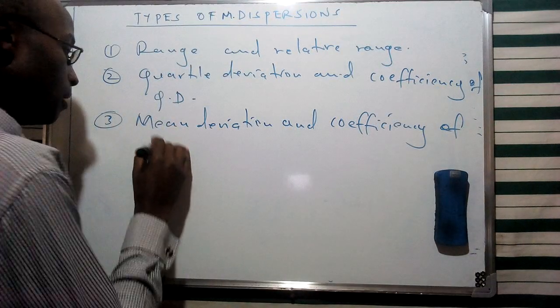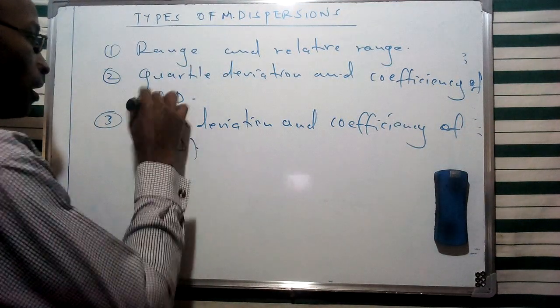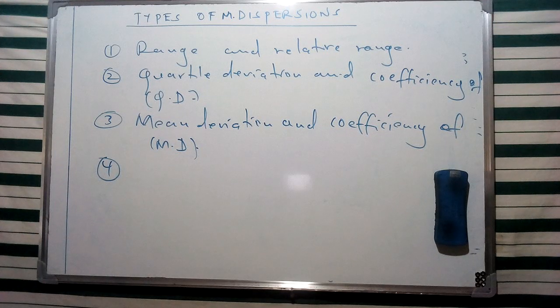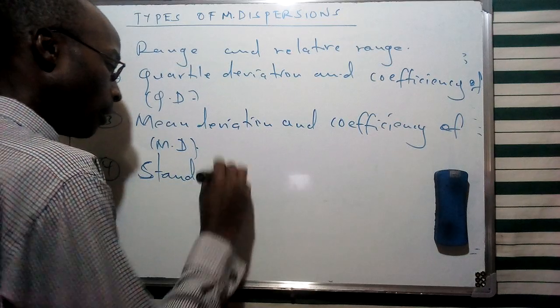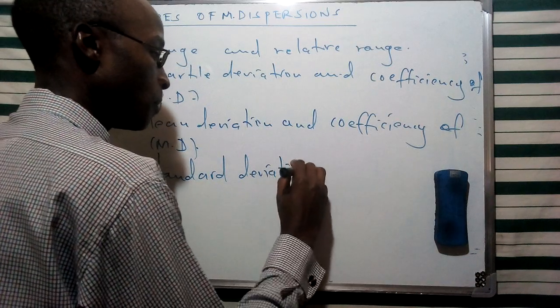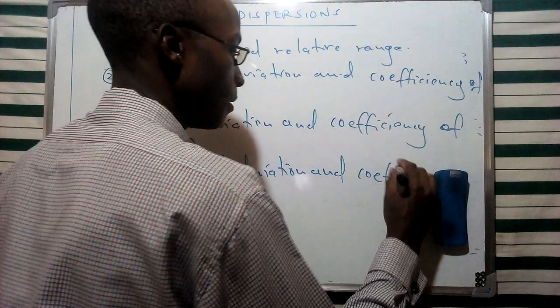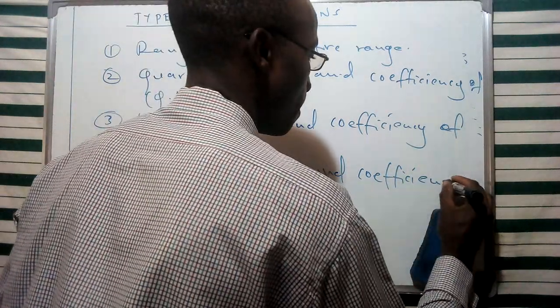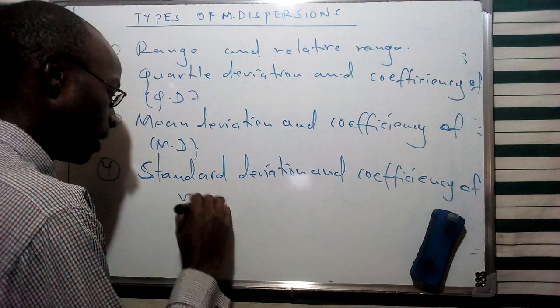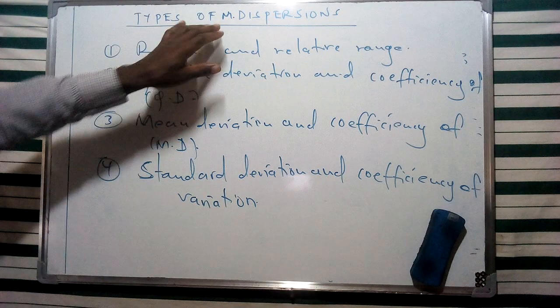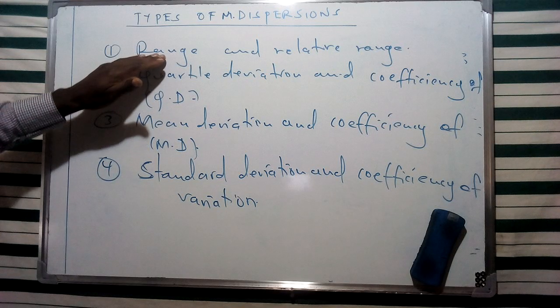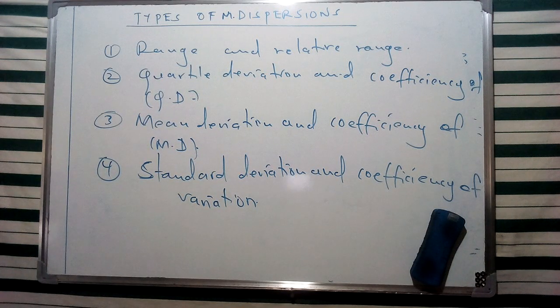And lastly, we shall look at what we refer to as the standard deviation and the coefficient of variation, given in that particular order. So these are going to constitute the various types of measures of dispersion which we have discussed now. Apart from the range, which I have given in detailed form, we're going to look at other types of measures of dispersion.